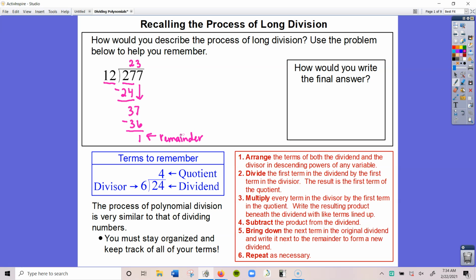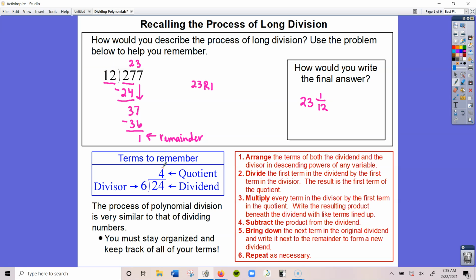Now, how would we normally write our final answer? In lower level math classes, we normally would write 23 remainder 1. But once you move up in level, we start writing our answers like this: 23 and 1 over 12. So we put the remainder over the divisor.